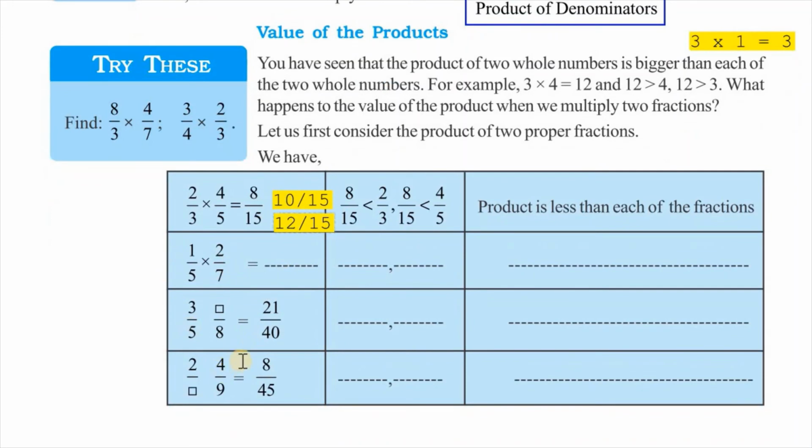Similarly, let us try these. Here we have 1 by 5 into 2 by 7 and the product is 2 by 35. Do you think it's greater or lesser than these fractions? I encourage you to pause the video and try it on your own. But another easy way to try it is, observe here you have one part in 5 parts. Here you have 2 in 7 parts. Both of them should be greater than if you divide something into 35 parts and take only 2.